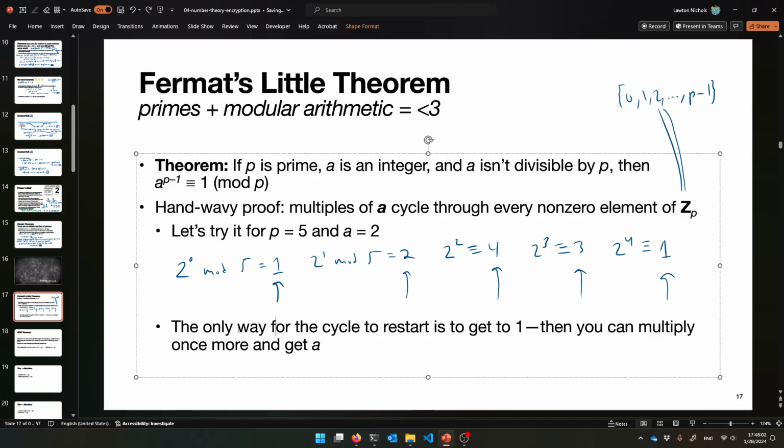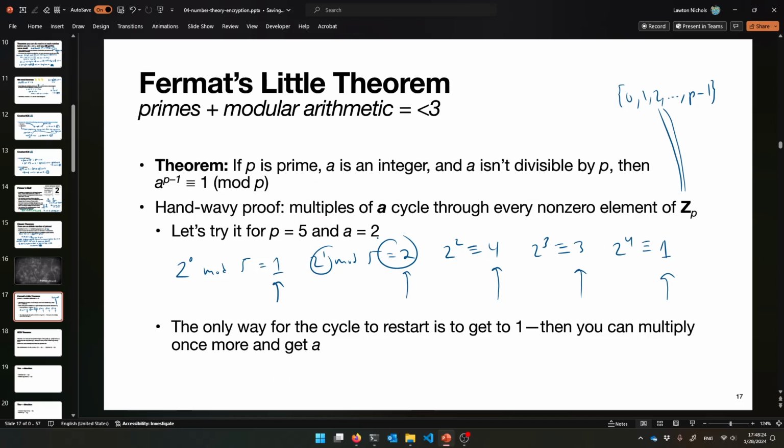So my proof is a hand-wavy proof. It's not correct, you can't assume this is ever true, but you can take my word for it. The idea is that the only way for this cycle to restart and go through all the numbers again is to get back to 1, right? Because then you multiply one more time and get your original 2. 2 to the 1, that's your 2. Because obviously, a to the p, doing that p times, you can see how that's going to be equivalent to a mod p.